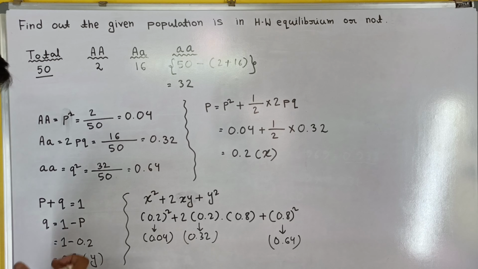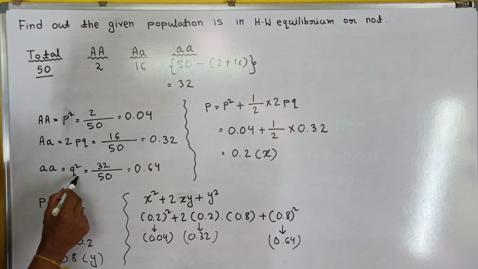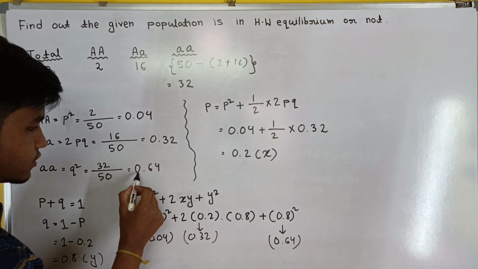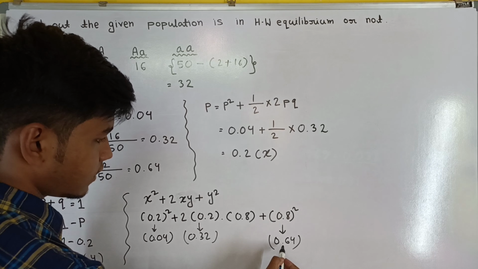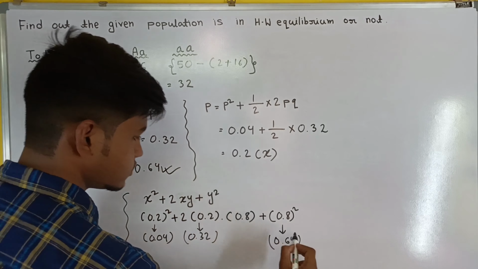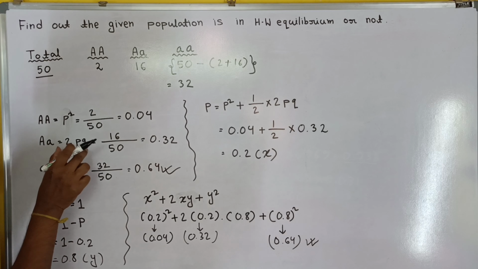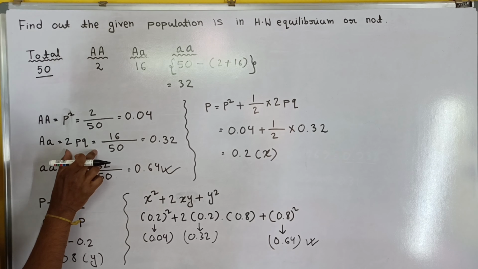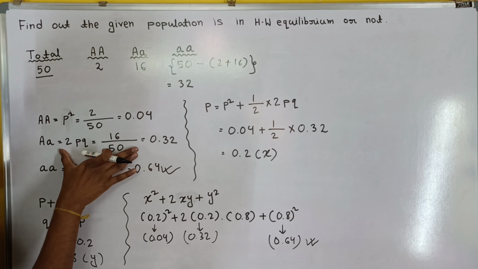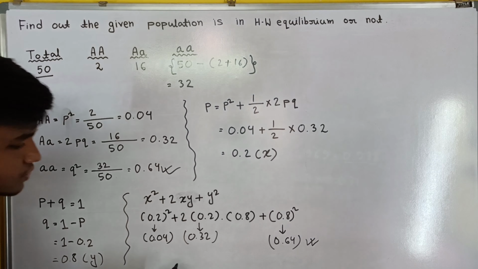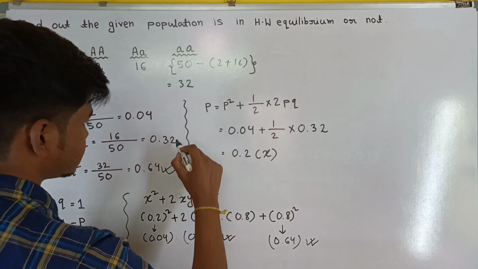If we look here, we can see that the small a, which is q square, is also y square. The value of q square, which is considered as y square, is 0.64, and here the value is also 0.64. So it matches with the expected genotypic frequency. Look at capital A small a, which is 2pq; in this formula, 2pq is considered as 2xy. In this genotype frequency, 2pq is 0.32, and in the expected genotype frequency, 2xy is 0.32. So it also matches.